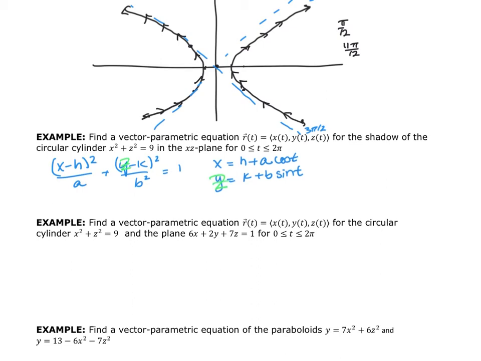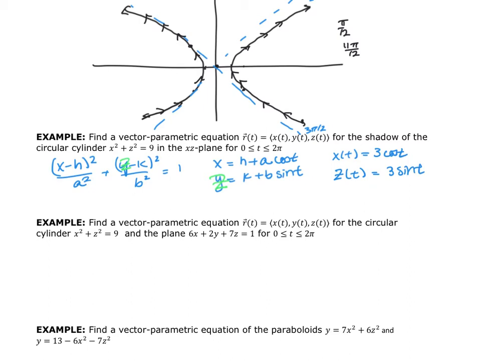So let's make this z. It still works out. What I end up with is x of t is going to be equal to... Now, what I'd have to do to put this in the right form is divide every term by 9, and so I'd have a squared, which is 9, and so a is 3. So this is going to be 3 the cosine of t, and my z of t is going to be 3 the sine of t.